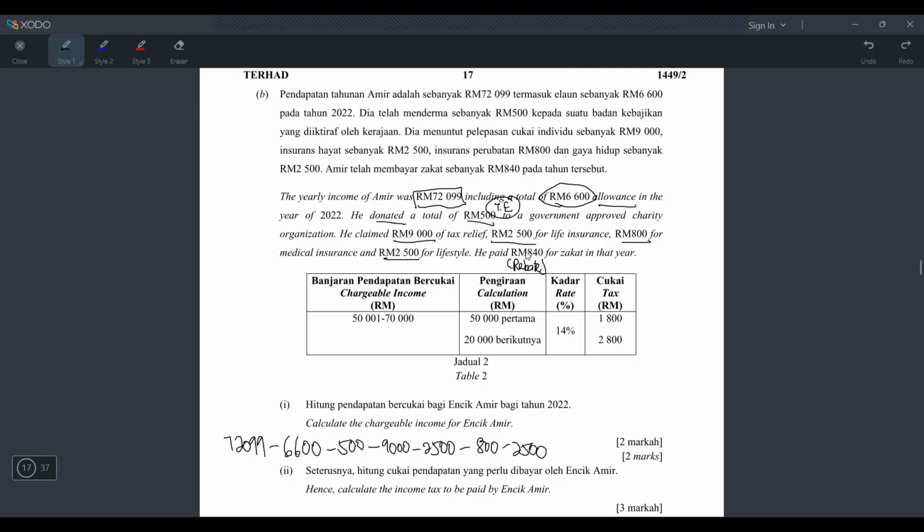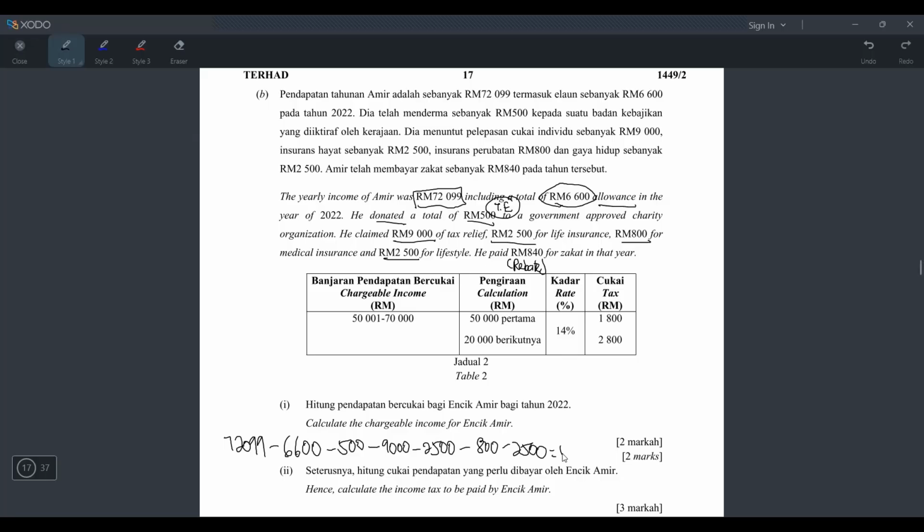Okay. And then 840 don't minus. You minus this. Salah. Remember 840 zakat rebate, we don't minus in first kali. We minus at the end. Alright. So we press all of this in the calculator lah. So let me press 72099 minus 6600 minus 500 minus 9,000 minus 2,500 minus 800 minus 250. Okay, my calculator give me 50199.